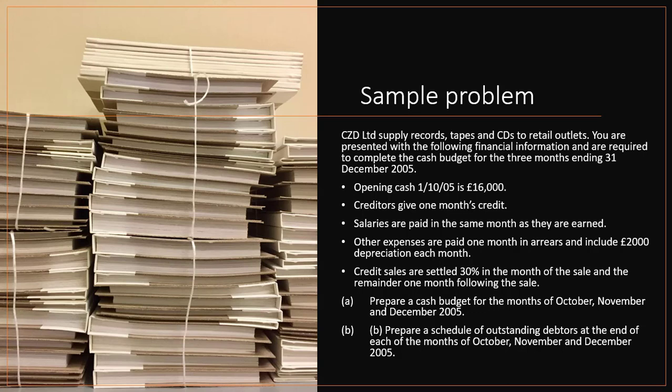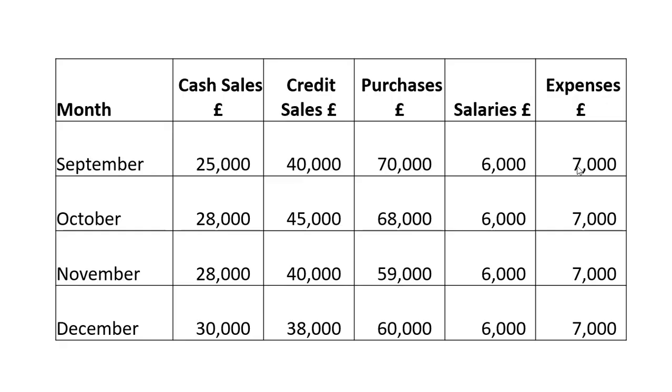We are required to prepare a cash budget for the months of October, November, and December 2005, and also to prepare a schedule of outstanding debtors for October, November, and December. For this table, you can see the details that we will use for calculation: cash sales, credit sales, purchases, salaries, and expenses.